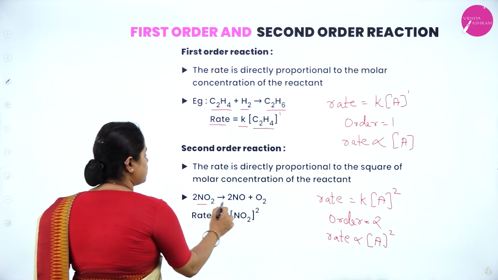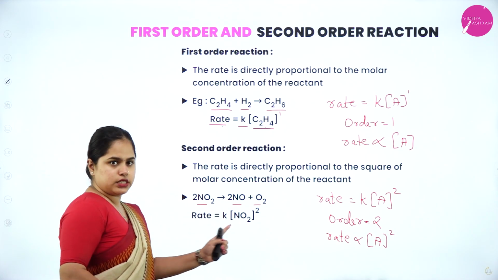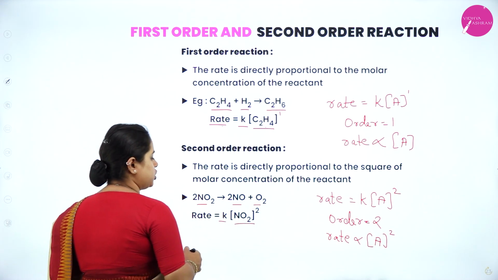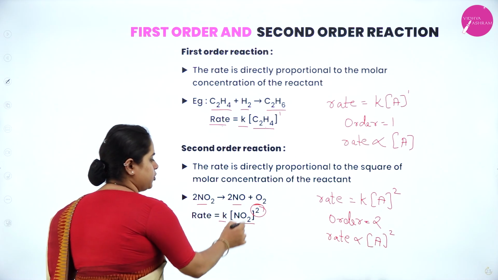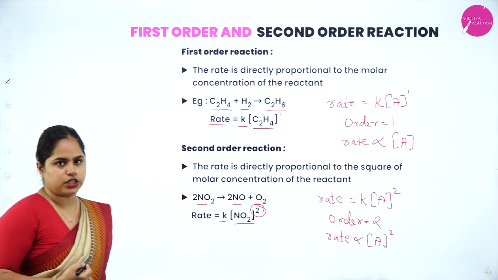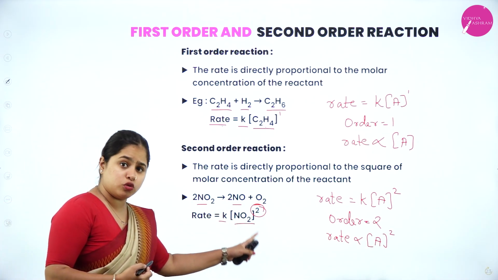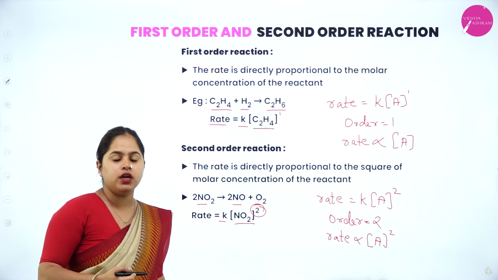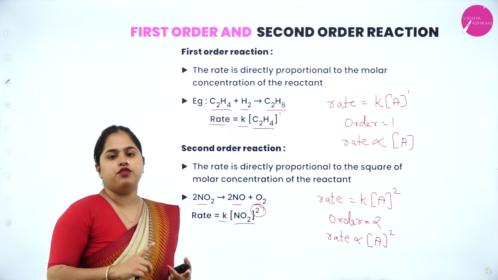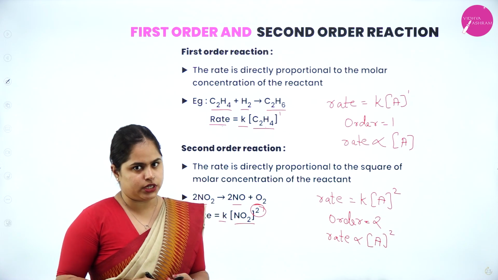Now 2NO2 gives 2NO plus O2. Herein rate is equal to K into molar concentration of NO2 raised to the power 2. So you have 2 here. This is the order of the reaction. So rate is directly proportional to the square of molar concentration of the reactant. So this is zero order, first order and second order reaction. I hope it is clear.